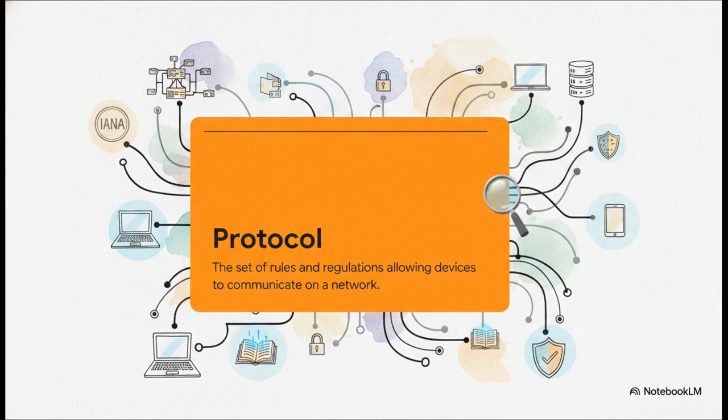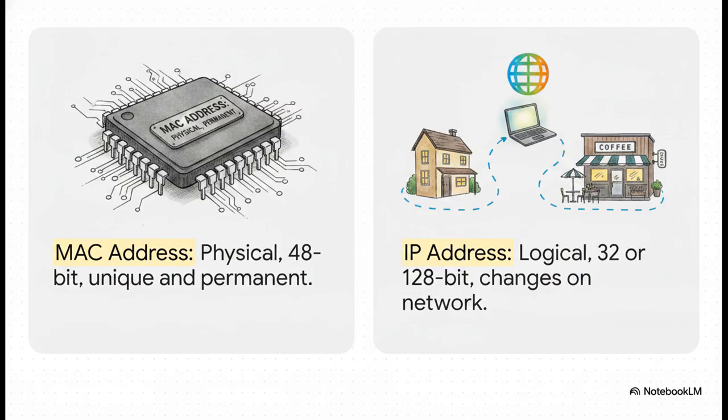descending into total chaos. And this brings us to a really crucial distinction that frankly trips up a lot of beginners: MAC addresses versus IP addresses. See, your MAC address is physical. It's a 48-bit hexadecimal identifier, permanently burned right into your network interface card. It is totally one of a kind, and it never changes. But your IP address? That's logical. It can be 32-bit or 128-bit, and it actually changes depending on the network you connect to. So if you take your laptop from your house down to the local coffee shop, your MAC address comes with you, but your IP address completely changes.